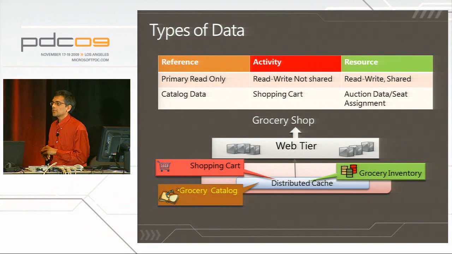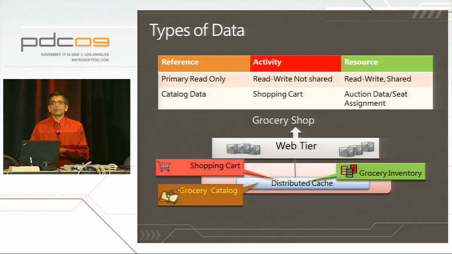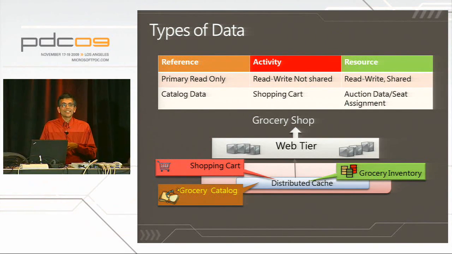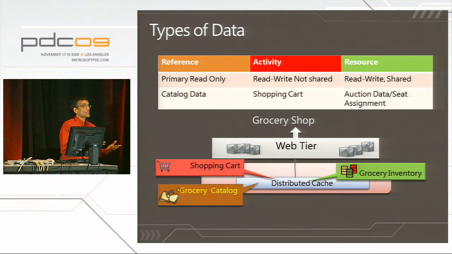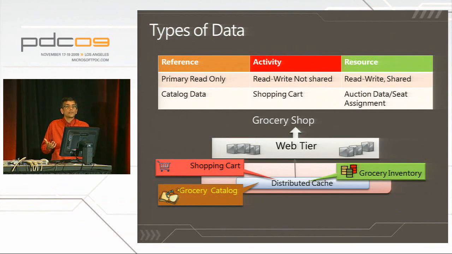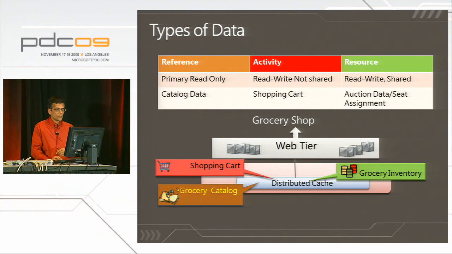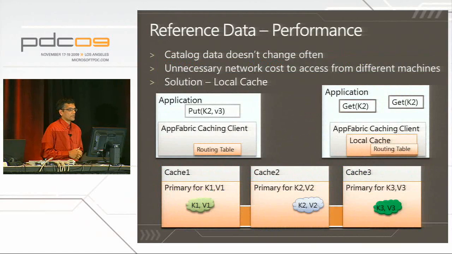And the final thing is the inventory. If you had actual grocery inventories, like what's the number of items left in my shop? That's inventory data, and that's going to be shared across all these users, right? It's read, write, and shared. And so you may need locking semantics on it. So let's quickly see what the features are that are relevant for these kinds of data.